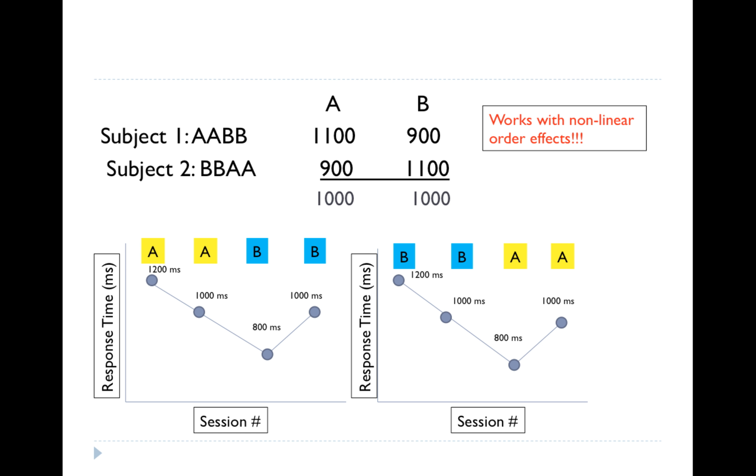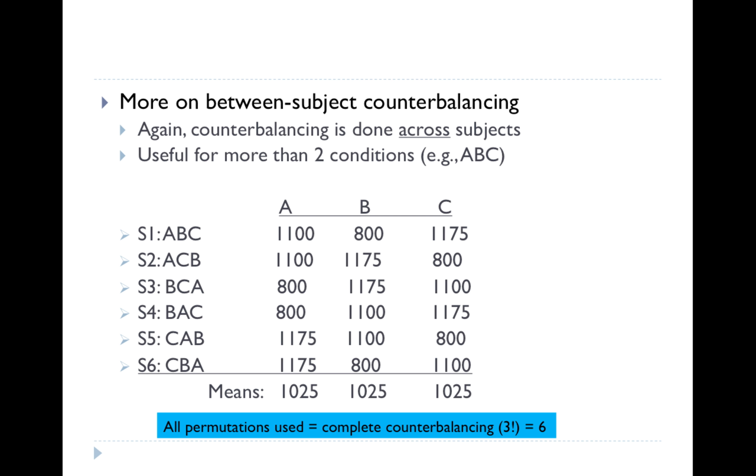As you can see, this works quite well for a nonlinear order effect where you have a practice effect and a fatigue effect. In this example, the numbers work out to be the same. So this is very promising and might work for this example where you only have 2 conditions. What's problematic is that the more conditions you have, the more orders you have to complete. It's possible to do this with 2 conditions. It's even possible maybe to do it with 3 conditions.